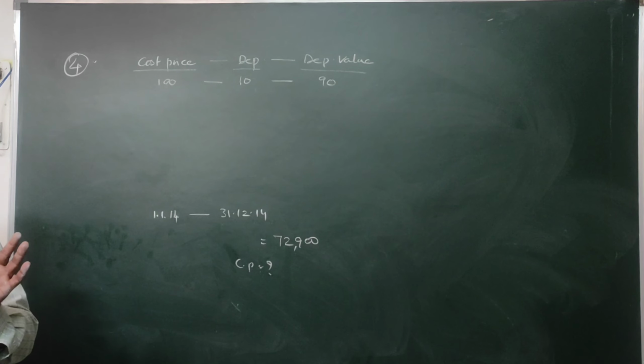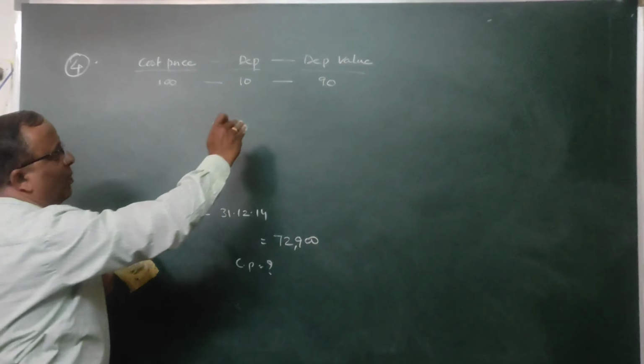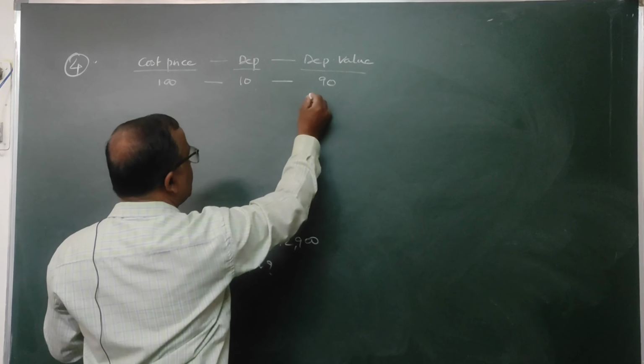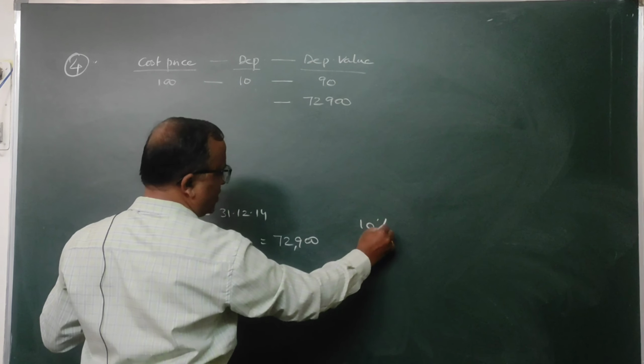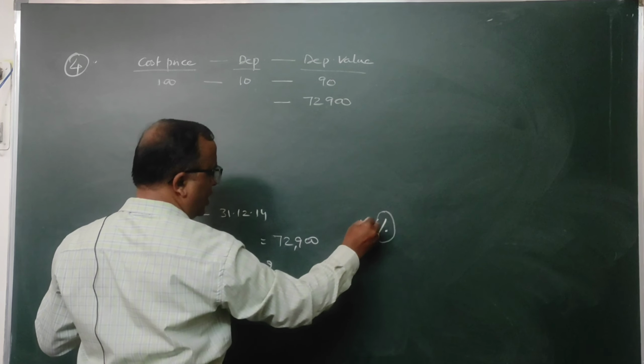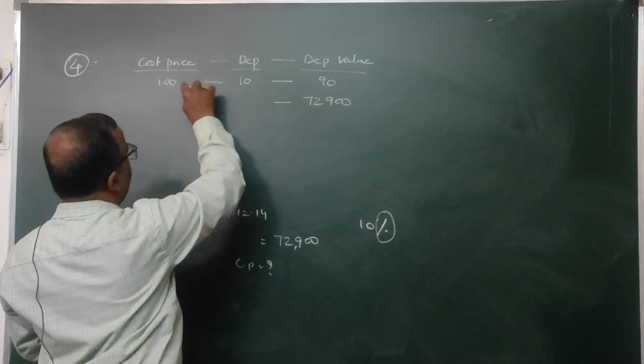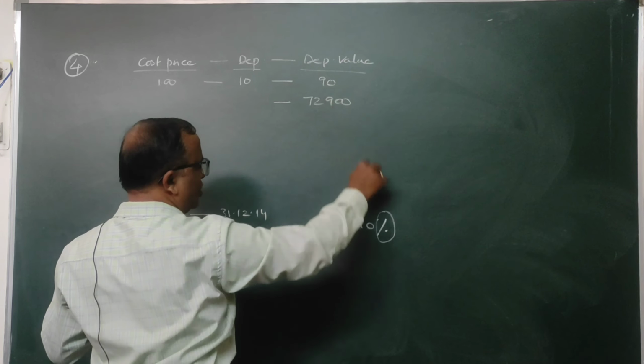Once again I am reading the problem. A machine was purchased on 1st January 2014. Depreciation was written off at 10% per annum on diminishing balance method. At the end of 2014, the depreciated value of the asset is 72,900, he said. That means after deducting the depreciation, the value is 72,900. When he said depreciation rate is 10%, that means if 100 is the cost price, 10 rupees is the depreciation. If you deduct 10 rupees from 100, the depreciated value will be 90. That is the equation he is following. Now after providing depreciation, the depreciated value of the asset is 72,900, and he is asking what is the cost price.